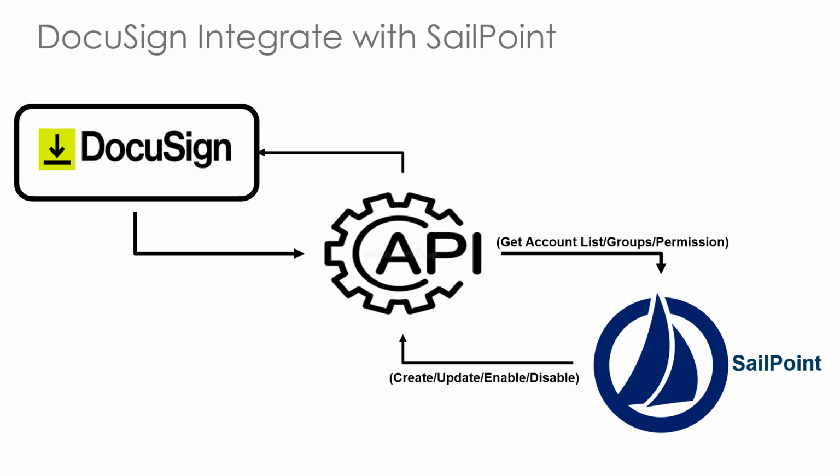In this slide, we will be discussing the integration of the DocuSign application with SailPoint, where we will be using the get account list, get groups, and get permission APIs. These are the APIs which we will be using for fetching the details from the DocuSign application. Once we fetch all the details, for provisioning, for creating an account, for updating, and for enable and disable, we will be using the create, update, enable, and disable APIs.